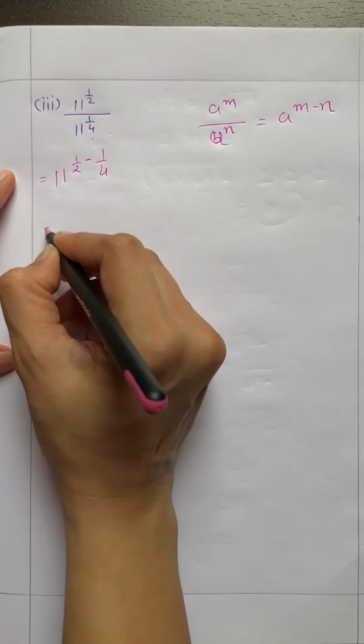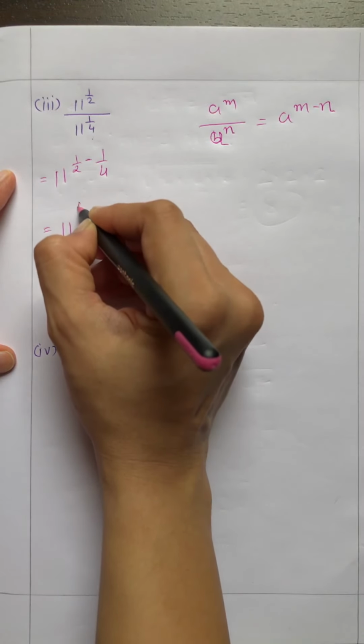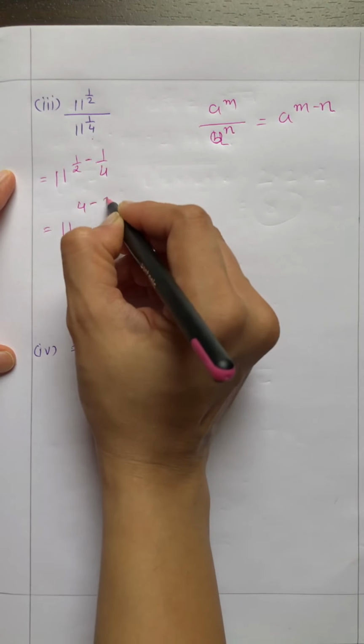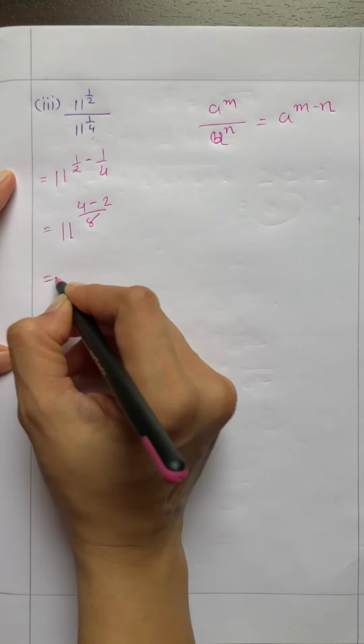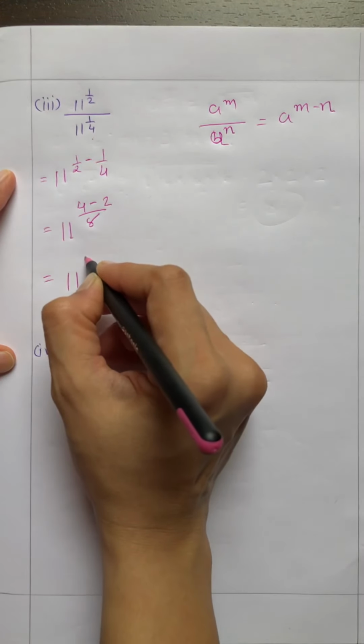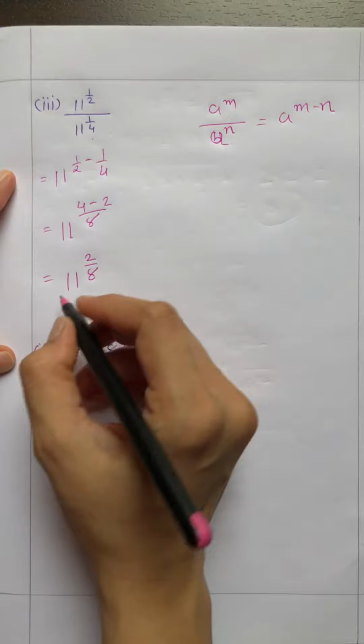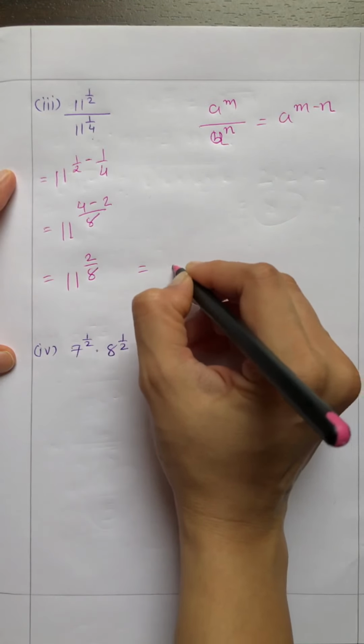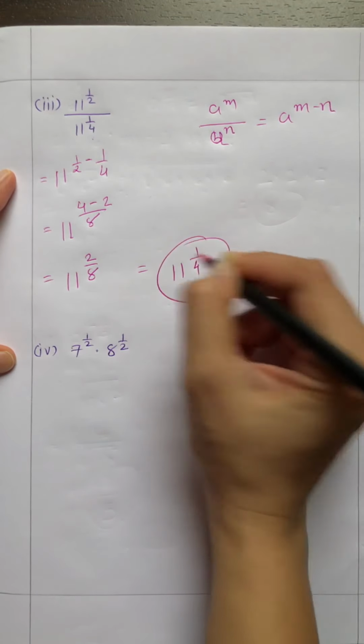Again taking the LCM, 11 raised to 4 minus 2 upon 8. 11 raised to 4 minus 2 is 2 upon 8. Simplifying, we get 11 raised to 1 by 4. This is the answer.